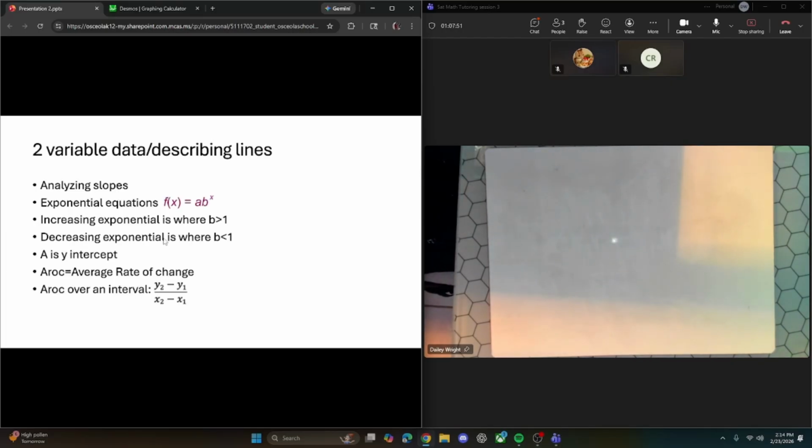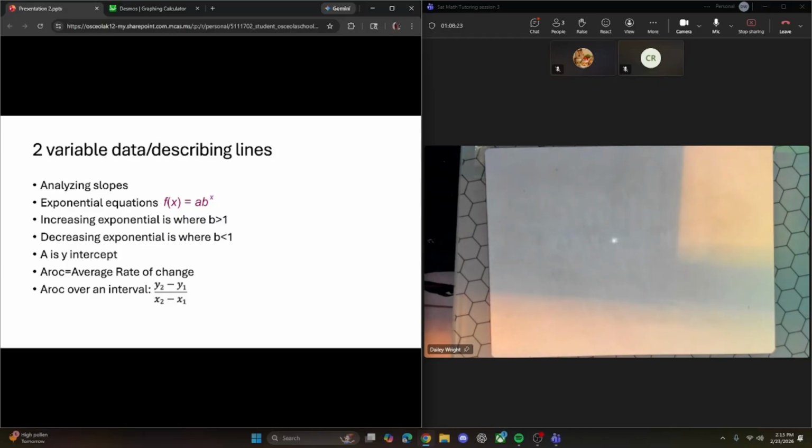Alright, two-variable data, describing lines. So it's going to ask you to describe lines or evaluate slopes quite a lot with these types of questions. It wants you to analyze the slope. It wants you to see if it's positive or negative, if it's a steep slope or not a steep slope, and that changes the slope value. We're also going to be talking about exponential equations here.